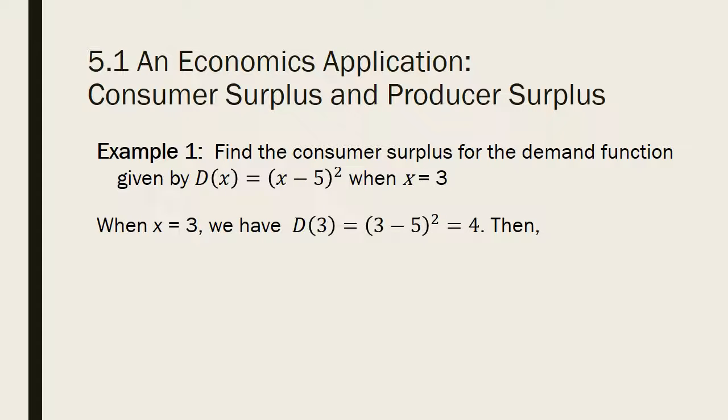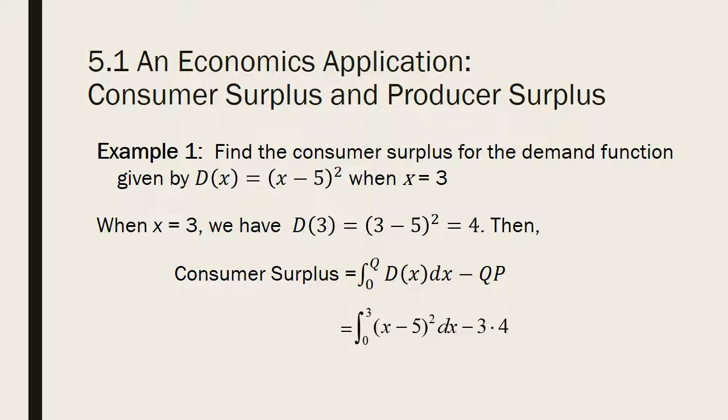All right, so when X is 3, put 3 into the demand equation and you get 4. In other words, to buy 3 items, you're willing to pay $4 per item. So the consumer surplus, here's our formula, and these formulas, by the way, are on your formula sheet. Let's just fill everything in. We're going from 0 to 3.